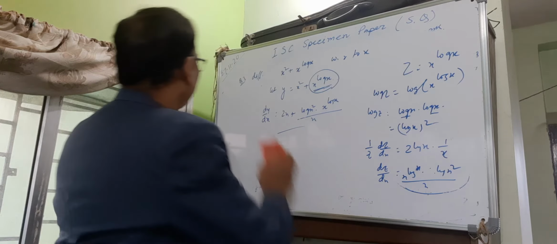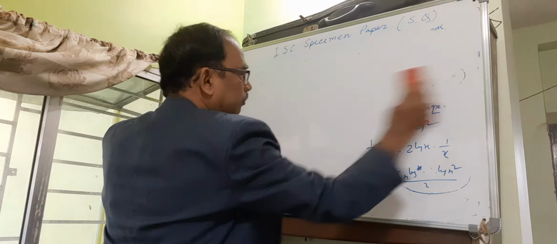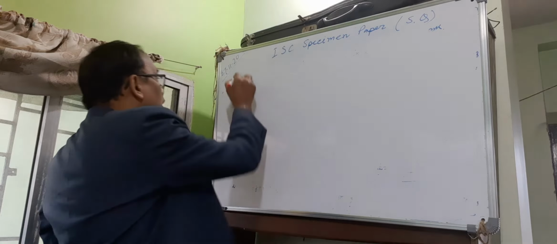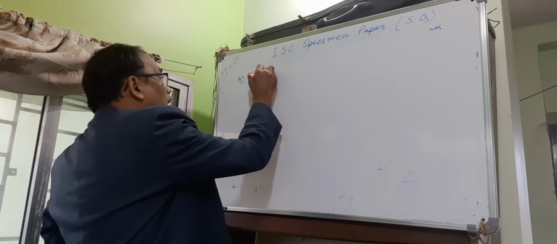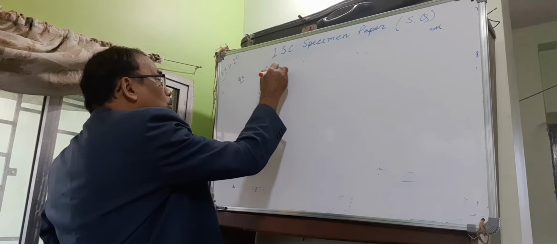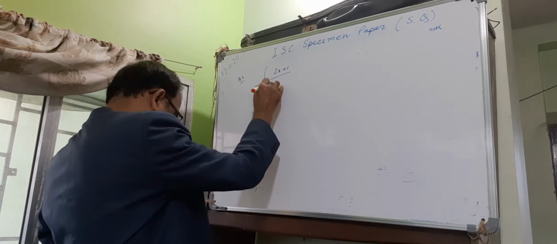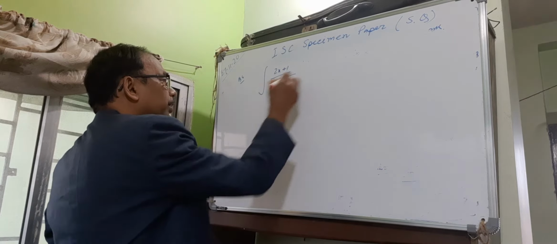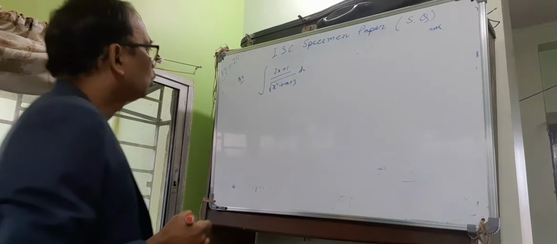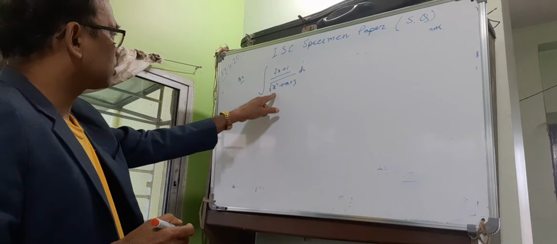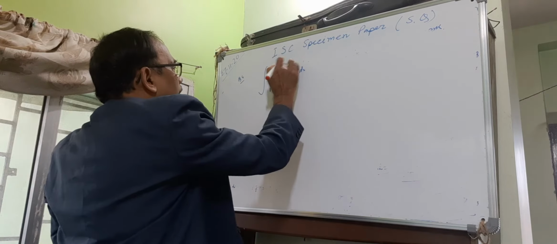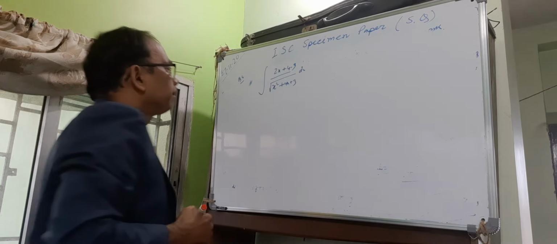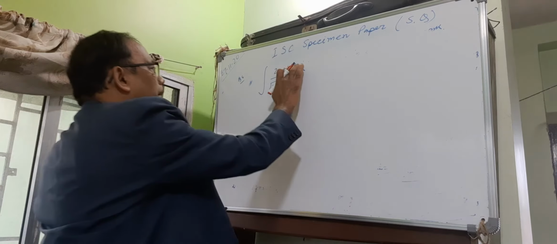Now let's do sum number 4. Question number 4, integration of 2x plus 1 square root of x square plus 4x plus 3 dx. So here the derivative of x square plus 4x is 2x plus 4. You have to write here I equals 2x plus 4 minus 3, like this. 2x plus 4 minus 3.